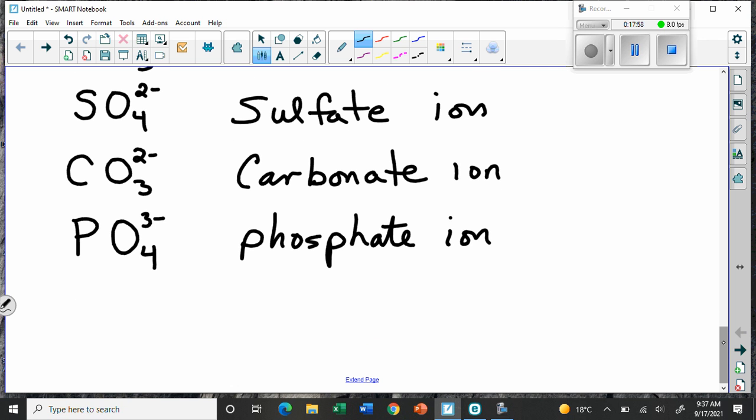Another common one is chlorine. O3 with a minus on it. And this one is called chlorate. Chlorate. It's only a -1, like nitrate. That's called the chlorate ion.